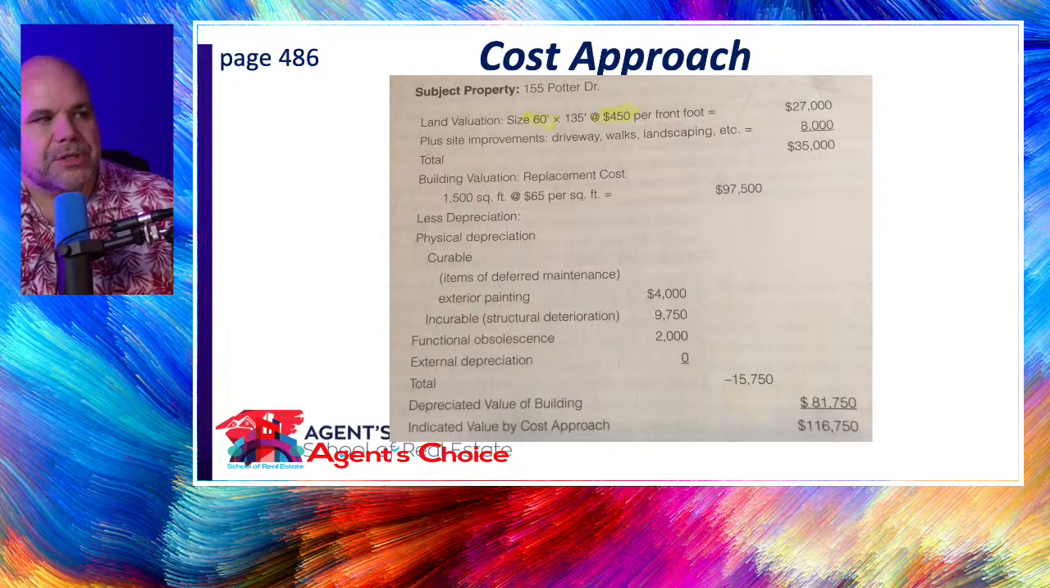What types of depreciation are we dealing with? Well, some types are called curable. They can be fixed, like it needs a paint job. Deferred maintenance kind of thing. In this case, they're allowing for a $4,000 paint job. Then there's some stuff called an incurable depreciation, structural deterioration, things that you can't even fix. It's so bad it can't even be fixed. They're allowing an estimated value of $97.50 for that.